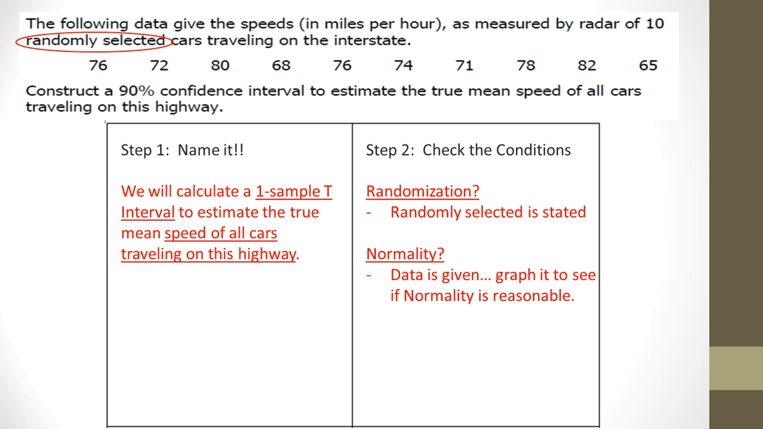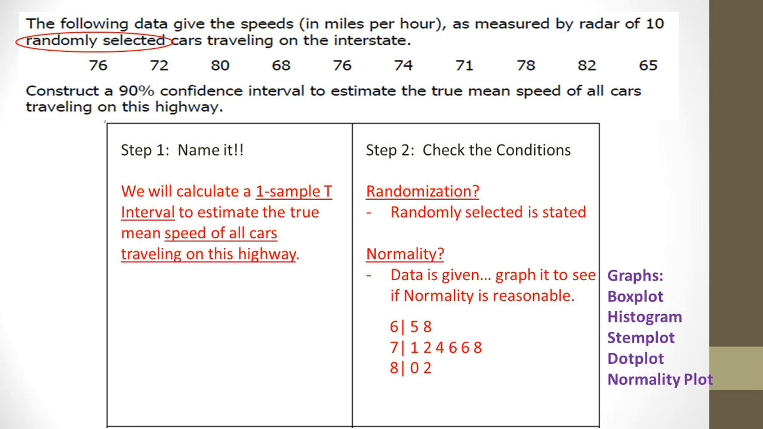We actually have multiple graphs to choose from. You could do a box plot, a histogram, a stem plot, a dot plot. Normality plot is what we did with jelly blubbers. For this one, let's do a stem plot. If I look at my data, it goes from the 60s to the 80s. So my stems of 6, 7, and 8. And my leaves correspond to those stems. Now I need to determine if normality is reasonable. In other words, I want to know, is it roughly symmetric with no outliers? This does look symmetric with no outliers, so normality is reasonable.